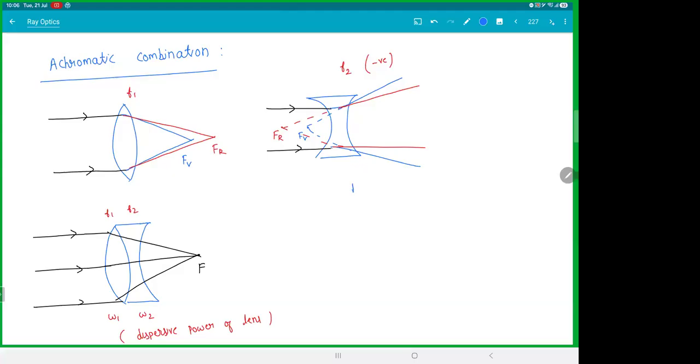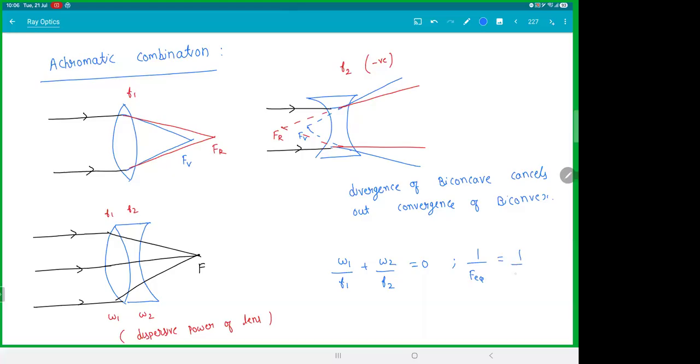So the idea is this: the divergence of the biconcave lens and the convergence of the convex lens add up. They cancel out. So for this to work, the dispersive power omega 1 by F1 plus omega 2 by F2 must be 0. And 1 by F equivalent is 1 by F1 plus 1 by F2. So this whole thing will act like a lens of F equivalent.